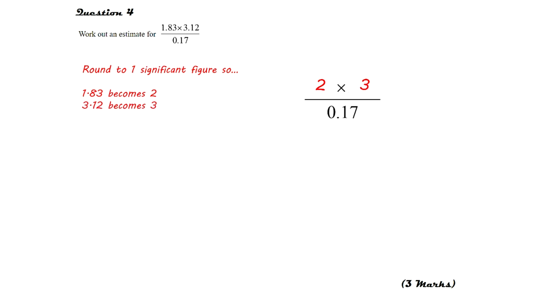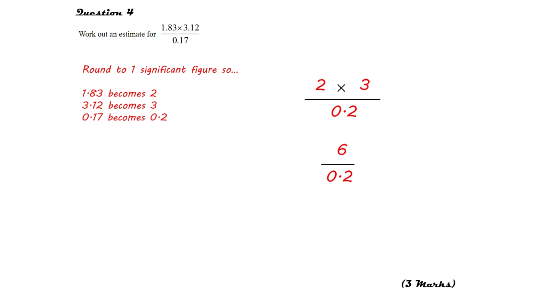And the last one is usually the trickiest one. 0.17, if I round it to one significant figure, the first significant figure I reach is the 1 after the decimal place, but the 7 that follows tells that 1 to round up, so this becomes 0.2. Now 2 times 3 is pretty easy, that's 6, and if you don't fancy the look of 6 divided by 0.2, I can't blame you, that looks quite horrible.